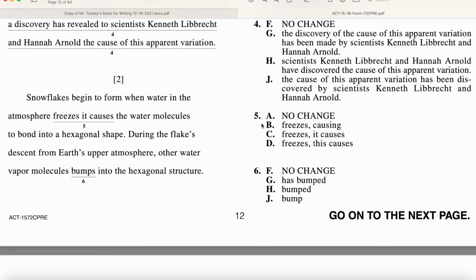I think H might work. Can you say "they bumped"? Yeah, that's fine. Or J, "they bump." That's fine too. Those last two are plural. But we know it's not F or G because those are singular, and they don't sound good either, so that's never a good sign.